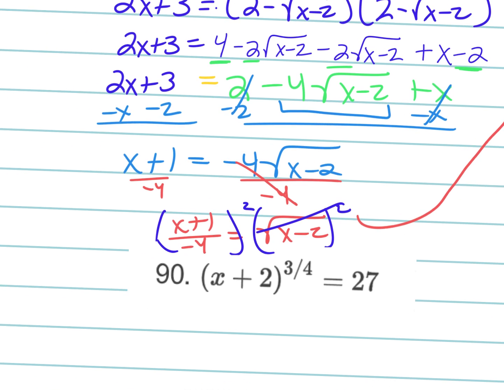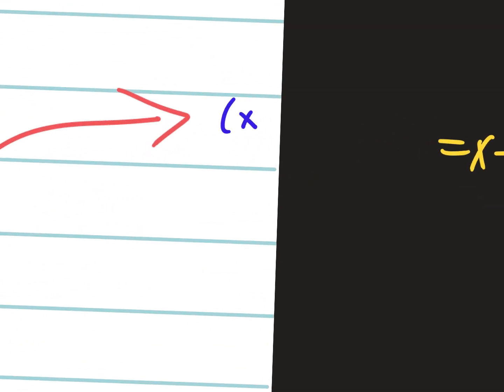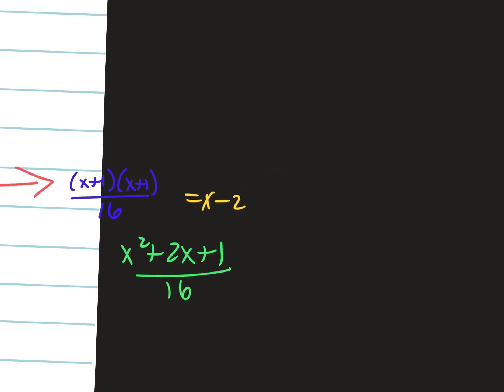But on the right-hand side, when you square the square root, this is saying (x plus 1) quantity squared on the numerator, and then this is negative 4 squared on the denominator. So what this looks like is (x plus 1) times (x plus 1) over 16. So we're going to go ahead and FOIL that out. That's going to give me x squared plus 2x plus 1 over 16 equals (x minus 2) over 1.